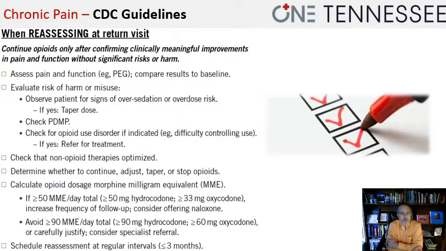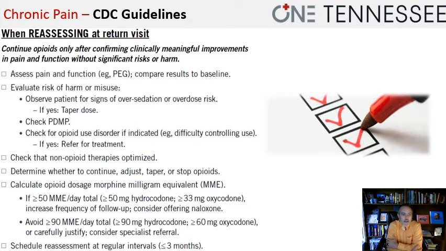Remember that the hazard ratio goes up on morphine milligram equivalents greater than 50, but remember also that opioids don't have a ceiling effect, and because of tolerance, you'll have to continuously increase the dose if they're going to be treated long term. So just because they're on above 50 morphine milligram equivalents doesn't mean that they need to be tapered or need to be stopped. It's just you need to watch those patients because that hazard ratio goes up.